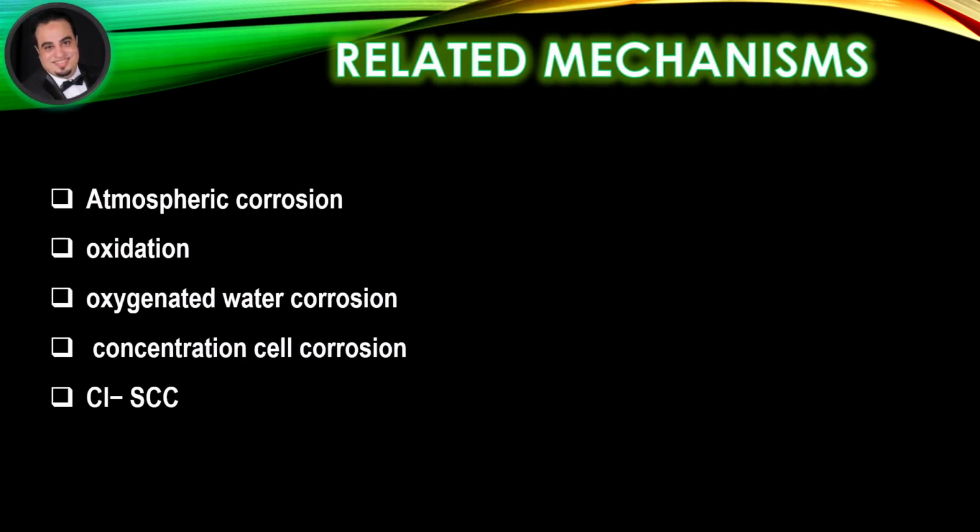Related mechanisms to corrosion under insulation are atmospheric corrosion, oxidation, oxygenated water corrosion, concentration cell corrosion and chloride stress corrosion cracking.